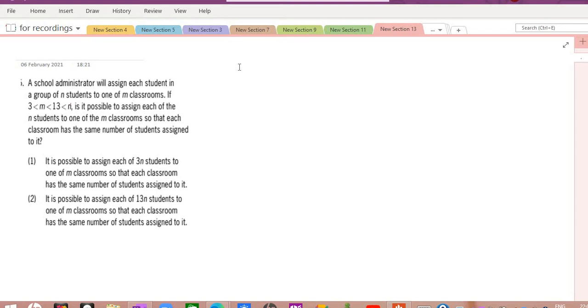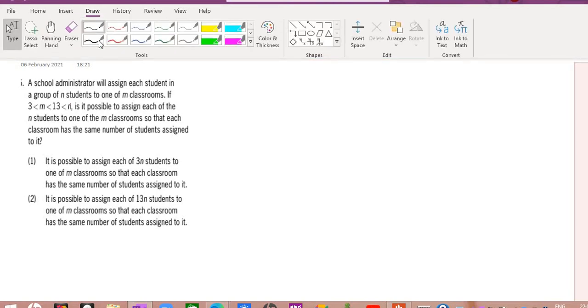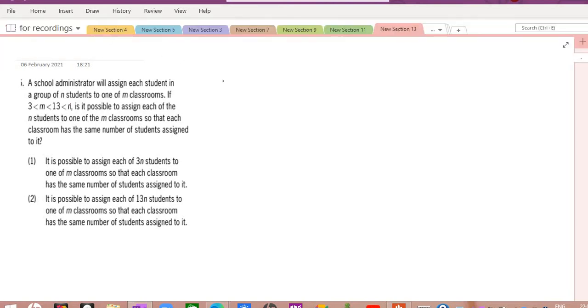Sure. Let's go to the question and see what the question stem says. It says that there is a school administrator, and he assigns each student in a group of n students to one of m classrooms. So there are actually a total of n students.